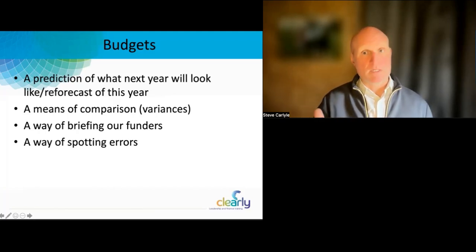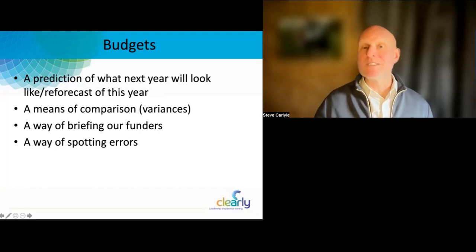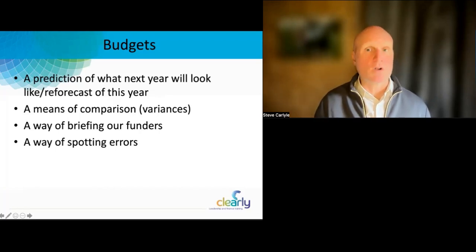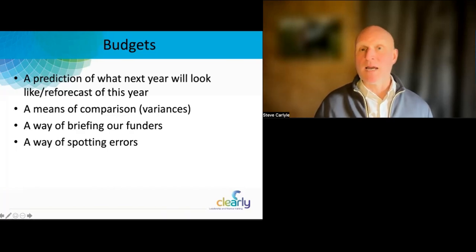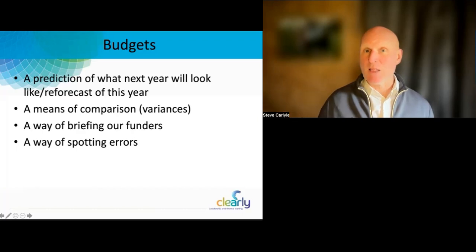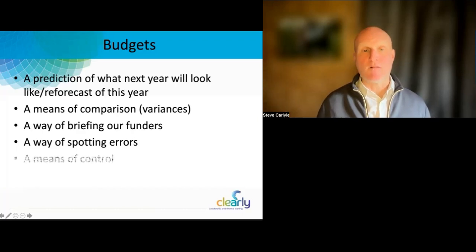And you know what? As I said before, there are often differences, and we call those variances. Sometimes the differences might be because we've made an error when we're doing our management accounts. And that does happen. So having a budget is a good benchmark. It can help us to spot when we've made errors.